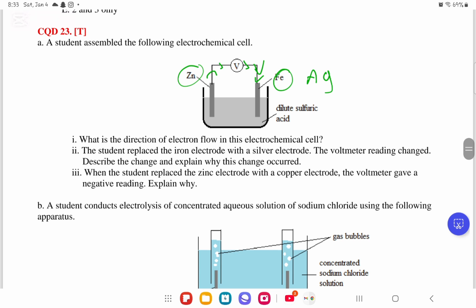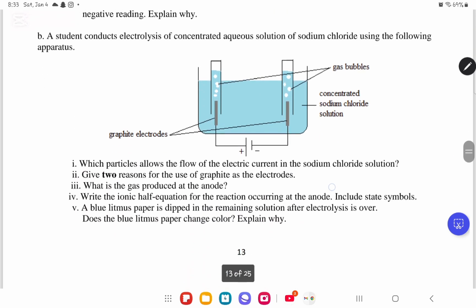Now, number 3, when the student replaced the zinc electrode with a copper electrode, the voltmeter gave a negative reading. Why? Because copper has a smaller electron potential than Fe. Or in another sense, it is less reactive than Fe. So we move on to part B.